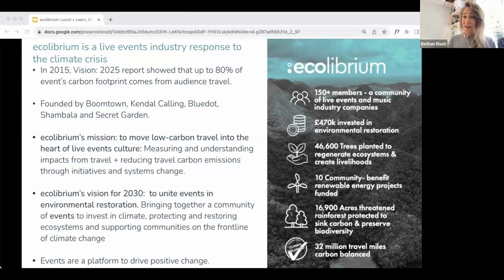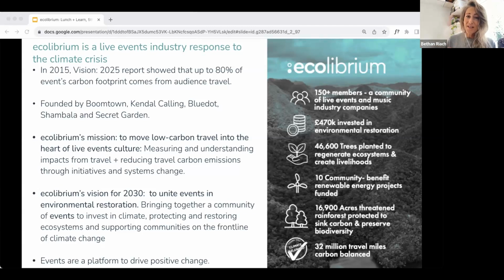And what that means is first to understand travel impacts, so measuring emissions from travel, which is a huge challenge in itself, which we'll be looking at throughout this webinar, and then reducing travel carbon emissions wherever possible. And that's through initiatives like getting people out of cars and onto coaches, and car sharing, and working with suppliers in terms of efficiency. So just really trying to change the systems within which we're working. And that's not something that we can accomplish alone, but there are things that we can do.